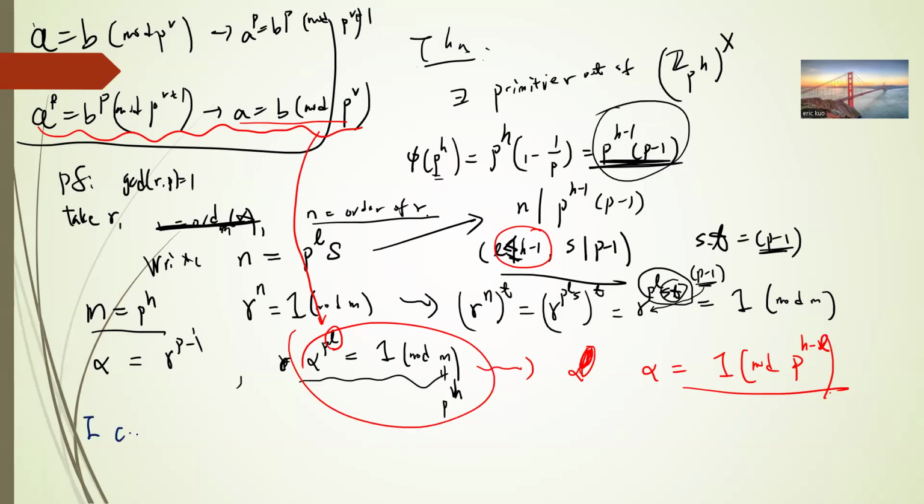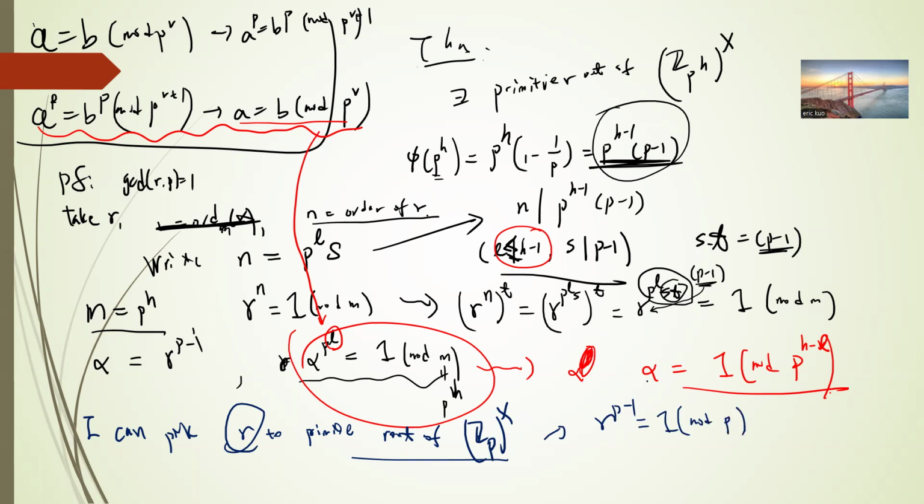So suppose I can pick R to be the primitive roots of the P cross. So what it means is that I can pick R to be this. So this means that R^(P-1) equals 1 mod P. And this holds when this guy is P-1. So this means that if I pick R to be the primitive root of this guy, then this will force this H-L can only be 1.